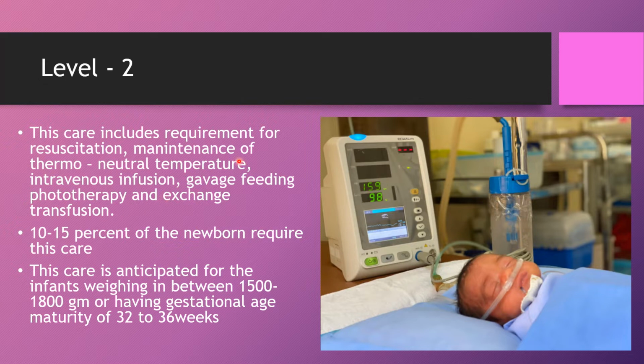Okay, so in level 2, the birth weight is 1500 gram to 1800 gram, and the gestation is 32 to 36 weeks. If the baby is born like this, the baby requires level 2 type of care. Okay, next please.